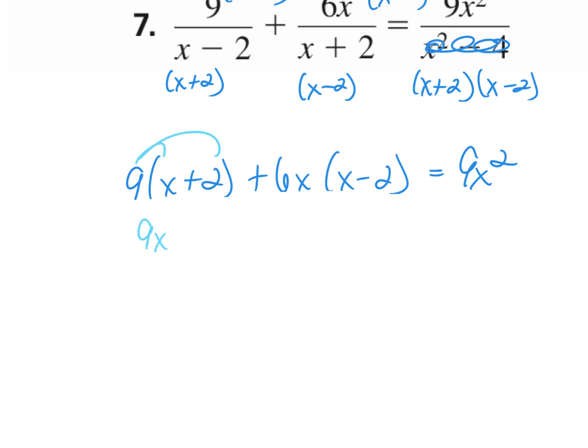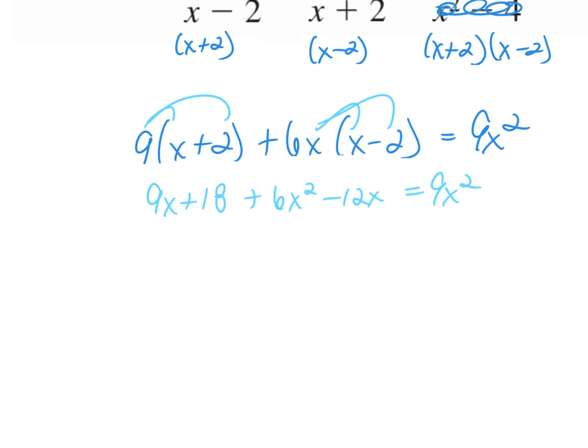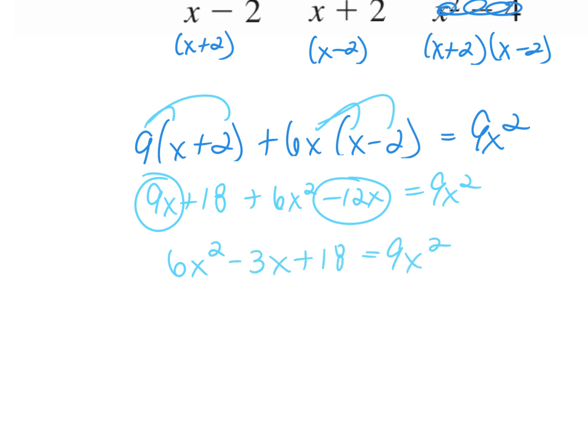Distribute, so 9x plus 18 plus distribute 6x squared minus 12x equals 9x squared. Combine any like terms you can, so 9x and negative 12x. So 6x squared minus 3x plus 18 equals 9x squared. Now, again, you guys can move the 9x squared over if you want to. But then your x squareds become negative, so you'd have to factor out a negative. I'm just going to move everything to the right-hand side.